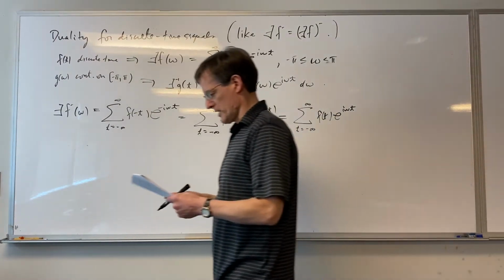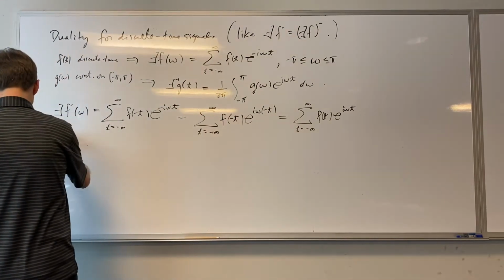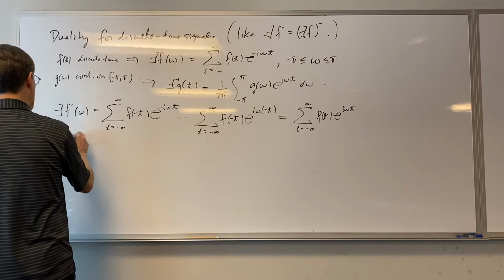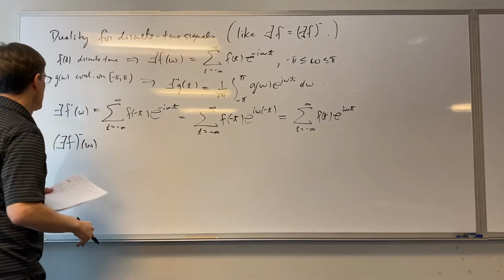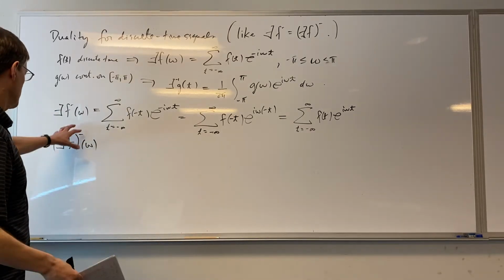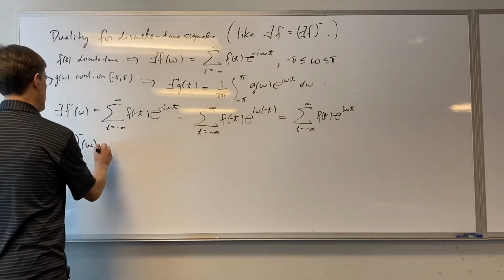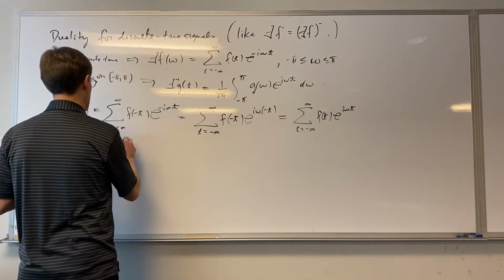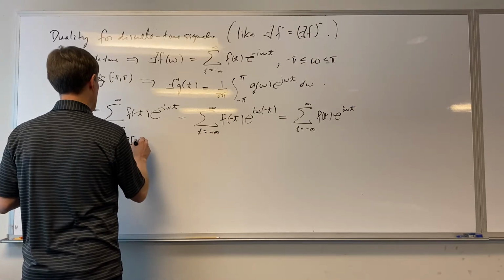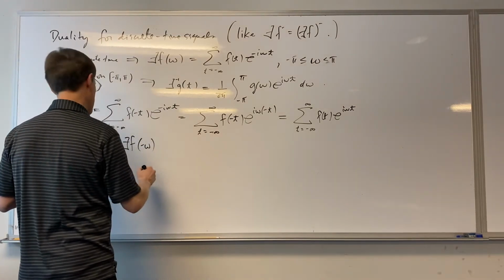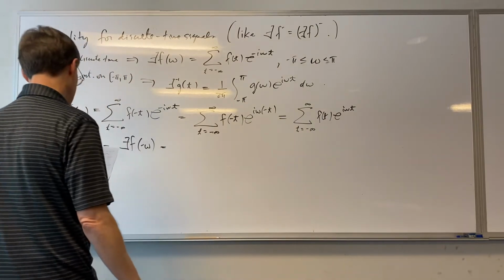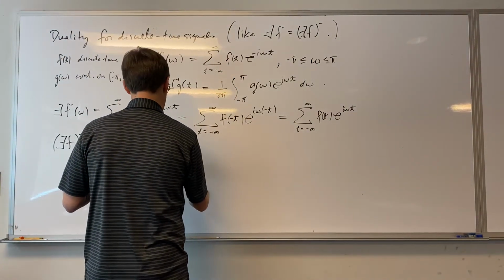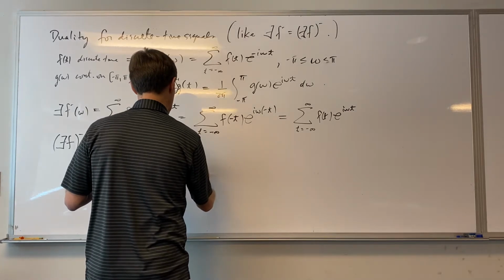So now let's just check what happens when we take, on the other hand, the Fourier transform of f and we do the minus operator on the whole Fourier transform, and then we evaluate that at omega. So how does this look? Well, first of all, this is the Fourier transform of f, and then evaluated at minus omega. All right, so now, again, we get the summation t equals minus infinity to infinity.